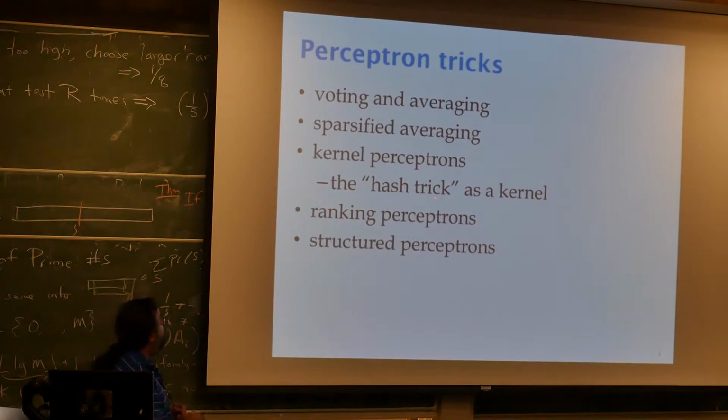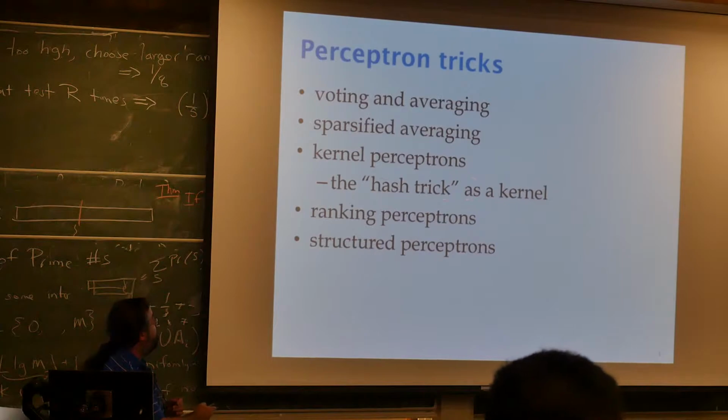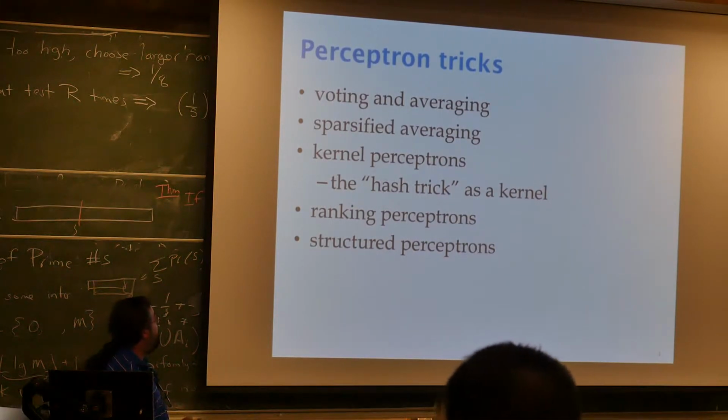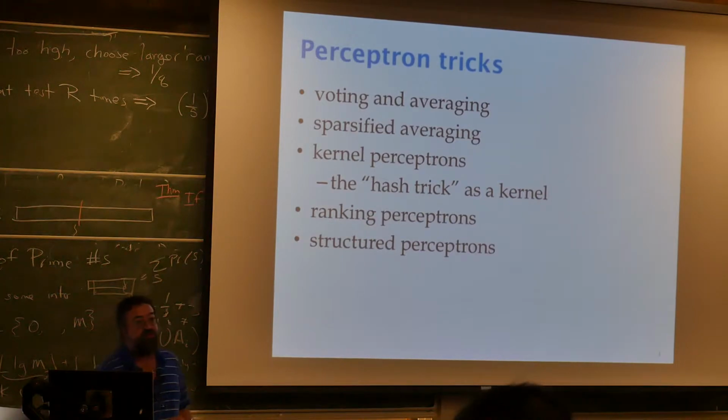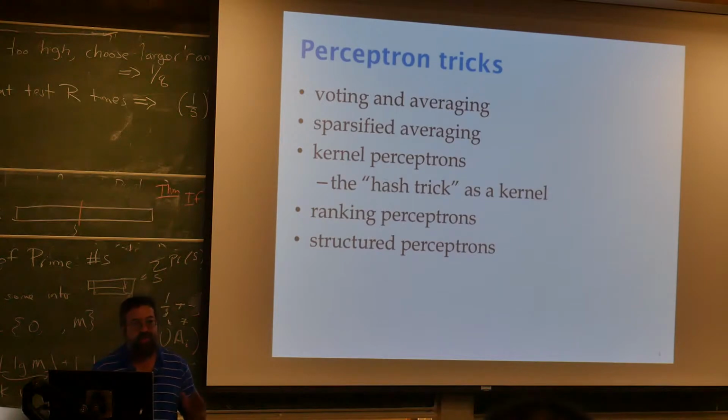And then we talked about kernel perceptrons. And this is mostly for background, and so I could present this view of the hashing trick as a kernel. Right? Then I talked about two other things, ranking perceptrons and structured perceptrons. So we've covered a lot. I'm going to spend maybe 10 minutes just doing a quick refresher.